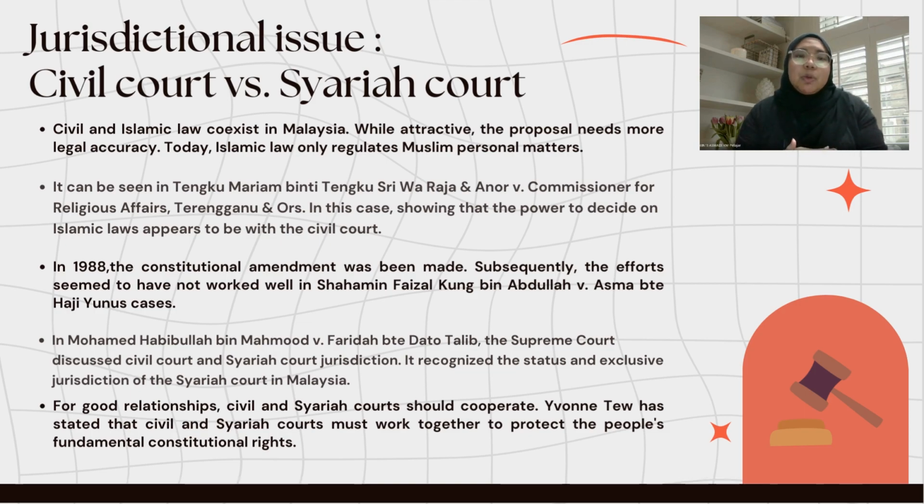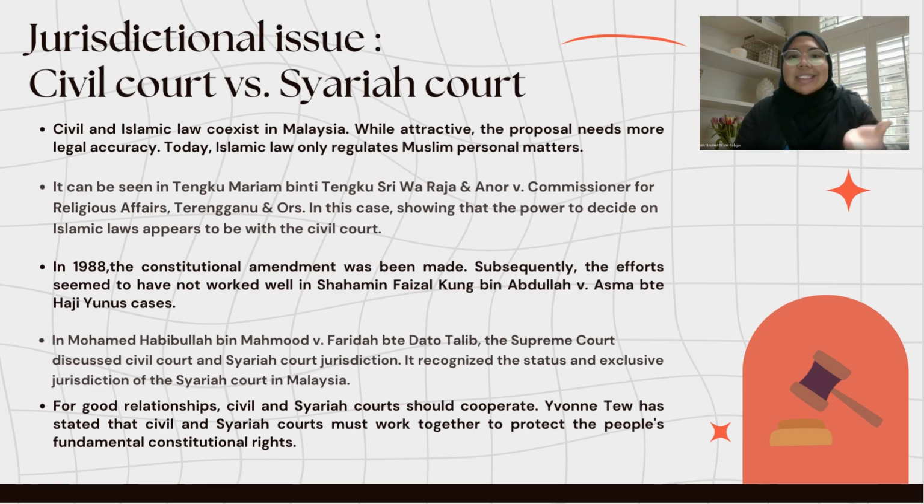The best example to show the conflicting construction of Islamic law interpretation between the qualified Sharia court and the civil court in deciding a case relating to Islamic religion matter can be seen in Tengku Mariam binti Tengku Sri Waraja and Anor v Commissioner for Religious Affairs Terengganu and Ors. In this case, the question of the validity of wakaf made by the testator for the benefit of the family and relatives was referred to the Mufti of Terengganu, who gave a fatwa declaring the wakaf to be valid.